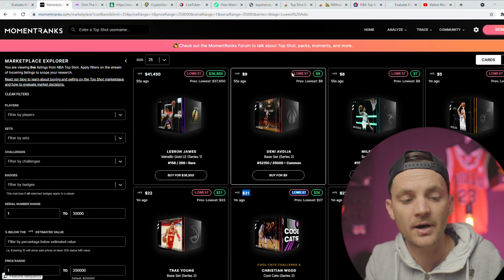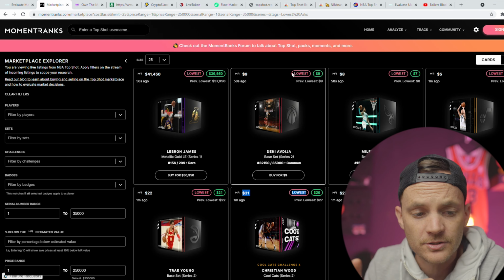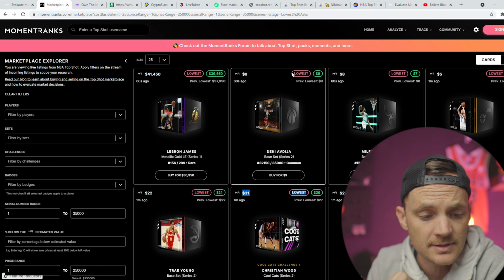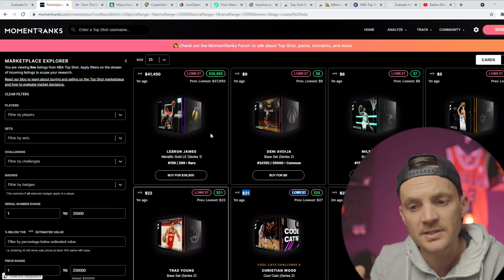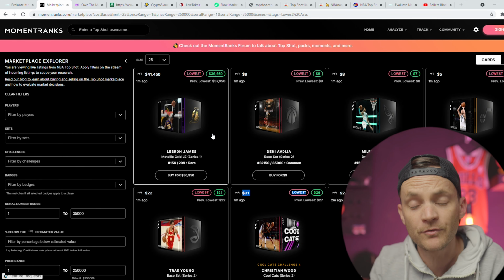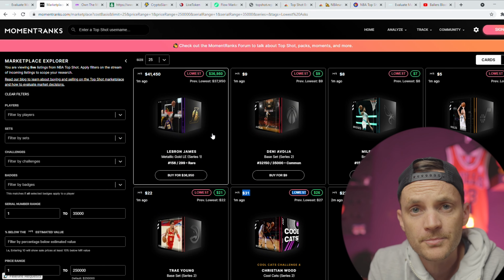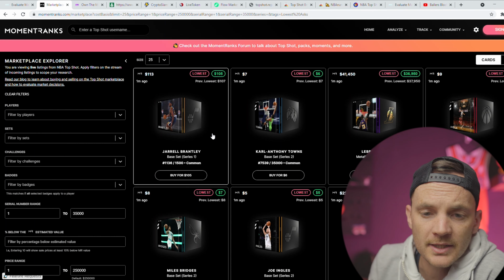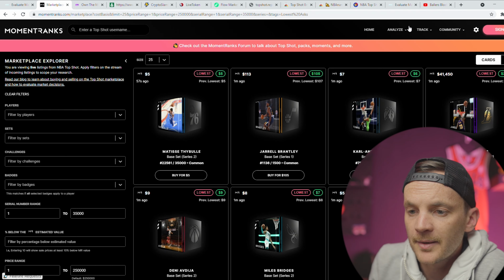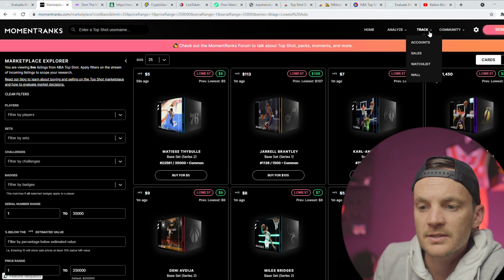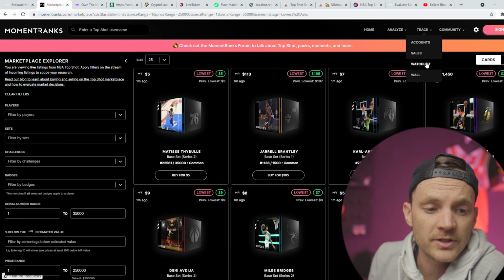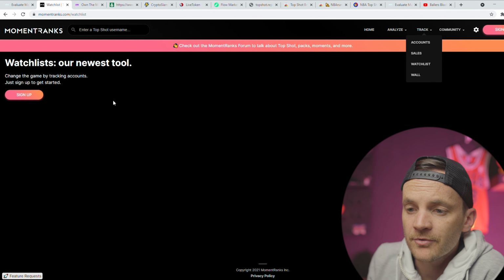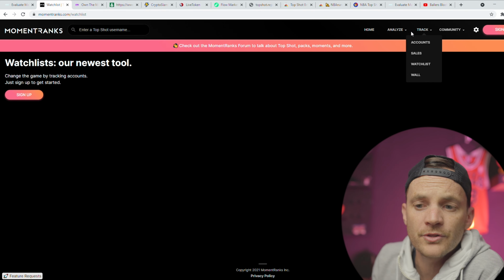You can filter by serial number, the badges, the challenges, the sets, the players, the serial numbers that you want to buy, and you get a visual representation of that moment. So if you're looking at a few and yours pops up, you'll see it straight away. So I really like that from Moment Ranks. You can also track other accounts' sales. You can have a watch list, which is a really cool feature as well. You do have to sign up for that feature, but there's lots of really good things I like about Moment Ranks.